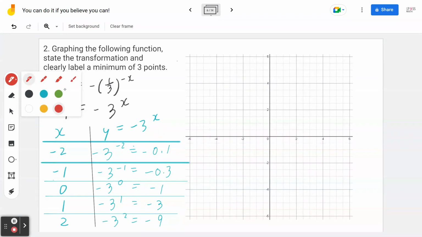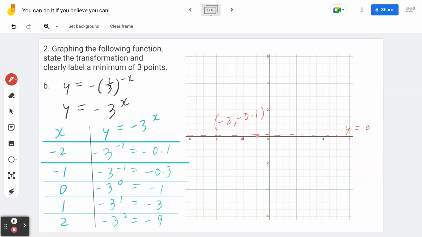So again, I go back and I can start with the horizontal asymptote, which is going to be y equal to 0. -2 means go left by 2, down by 0.1. And I'm going to label this point. So this time I'm going to label more points for you. If I go left by 1, I can go down by 0.3. When x is 0, you can go down by 1. When you go right by 1, you can go down by 3, just like that.